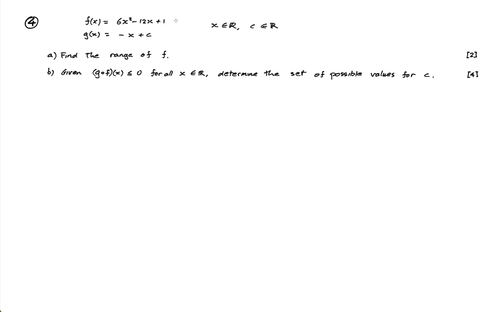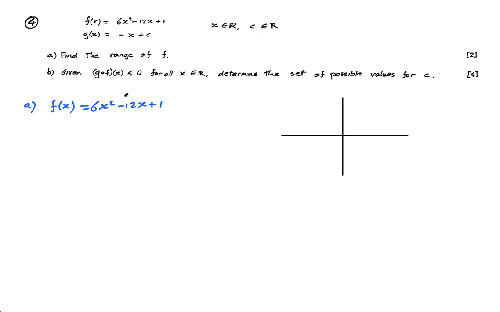Hi guys, question 4. We have f of x, we have g of x, and it says find the range of f. Okay, so that's for part A. So f of x is 6x squared minus 12x plus 1. This is a quadratic, obviously. It looks something like, well, I'm not entirely sure what it looks like yet, but we have a calculator.